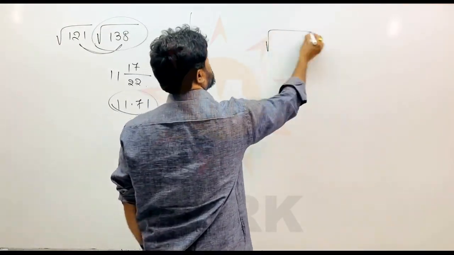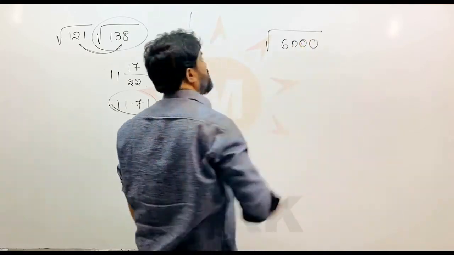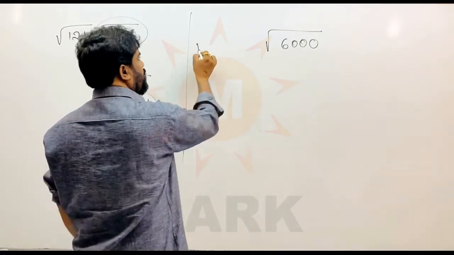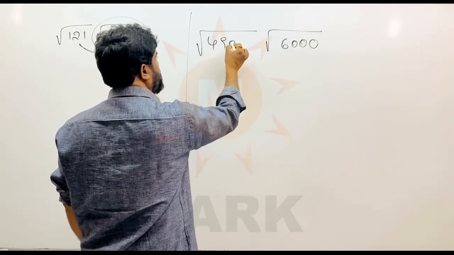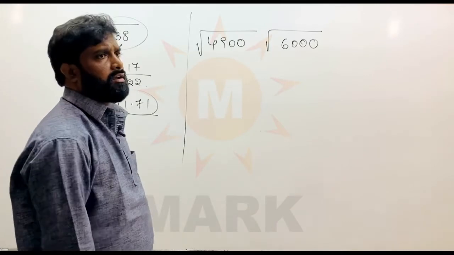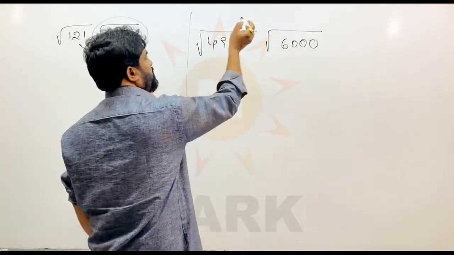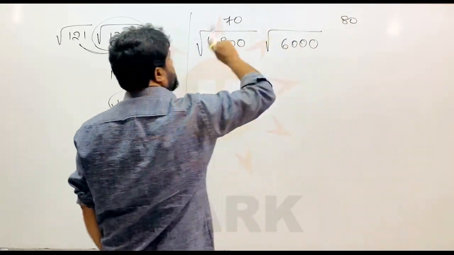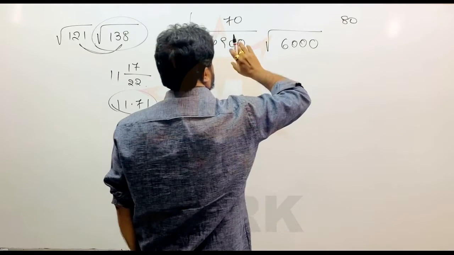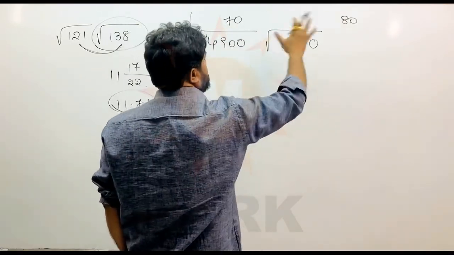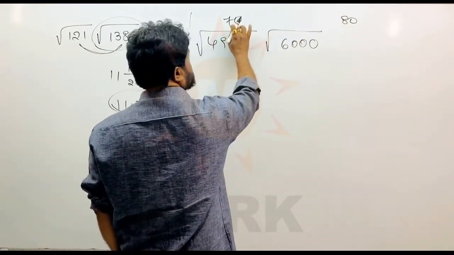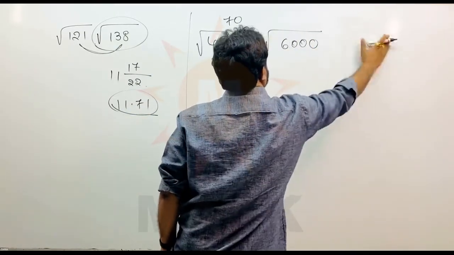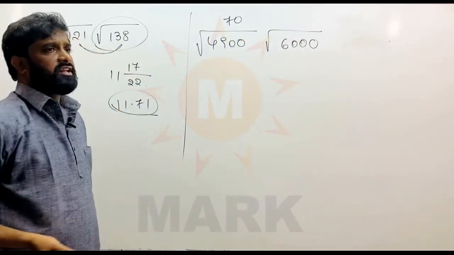Suppose someone asks you what is the square root of 6000? 6000 is not a perfect square number, but in the hundreds, 4900 is a known perfect square, because 6000 is somewhere between 70 squared and 80 squared. So the answer will come between 70 and 80, because root 4900 is 70 and root 6400 is 80. I am not using 6400, I am taking only root 4900, that is 70.